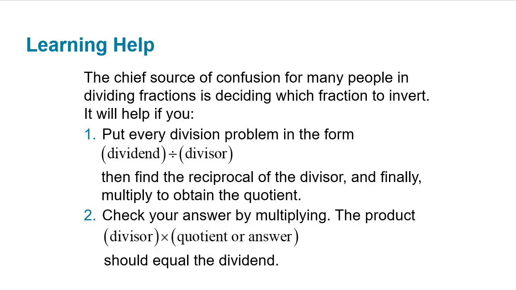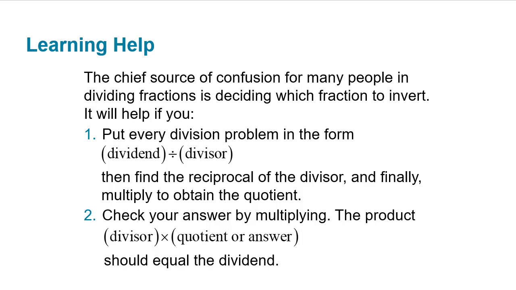So what's really happening here is we have to put every division problem into the form of just one thing divided by one thing. And that dividend and divisor both need to be fractions. They can't be mixed numbers. They could be whole numbers, but remember, a whole number is really a fraction in disguise. It's just something over 1.